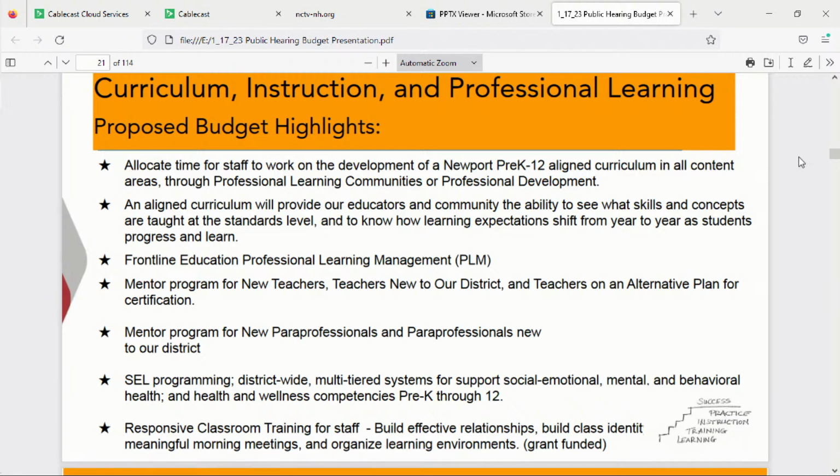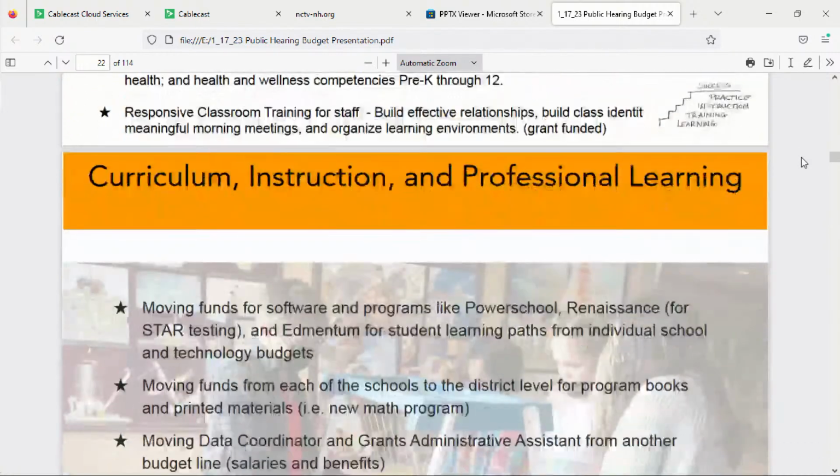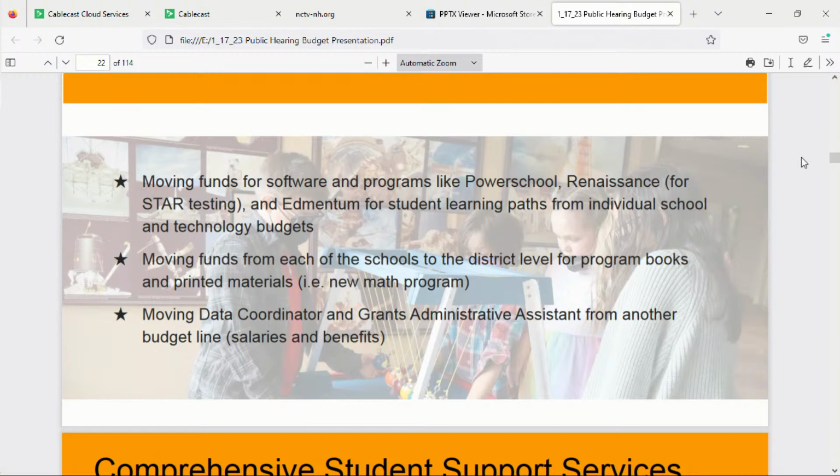SEL programming, as we've talked about here several times, making sure that social, emotional, mental awareness, behavioral health, and all of that is at the forefront of our minds when we're talking about curriculum. And along with that, bringing in responsive classroom training for all staff to make sure that everybody is on the same page. And that will be a grant-funded activity. Just wrapping it up, I think I mentioned this, but just moving a lot of things from other lines to my line, making sure that we have district-wide materials and books for students and for teachers, and moving one position into my lines is pretty much where my budget came from.